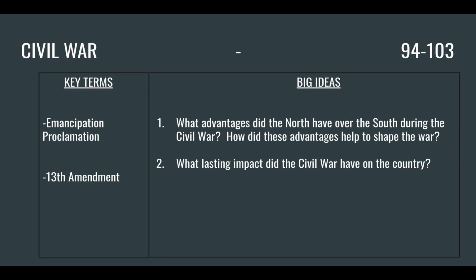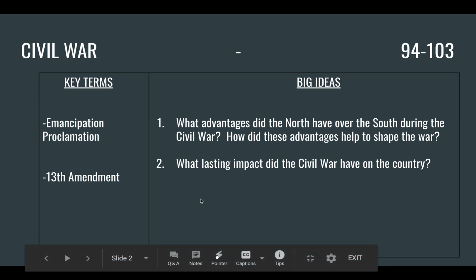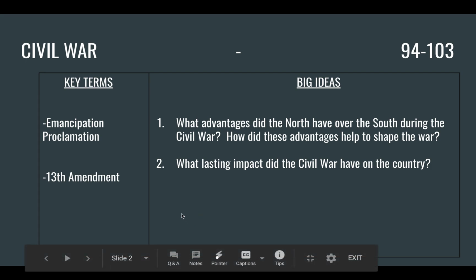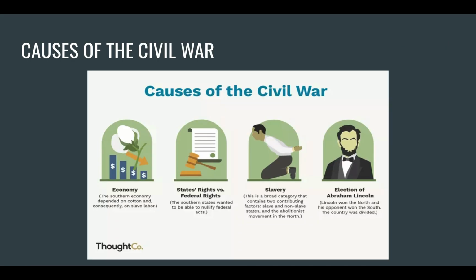So, we have two big ideas that we need to focus on. First, what advantages did the North have over the South during the Civil War? There are going to be quite a few, and we'll talk about them. And how did these advantages help to shape the war? Number two, what lasting impact did the Civil War have on the country? There are still things today that are evident that impact us because of what happened during the Civil War. So, our two key terms are the Emancipation Proclamation and the 13th Amendment.